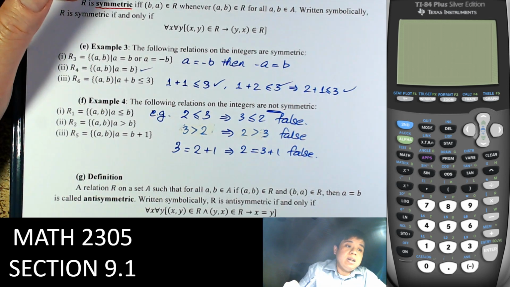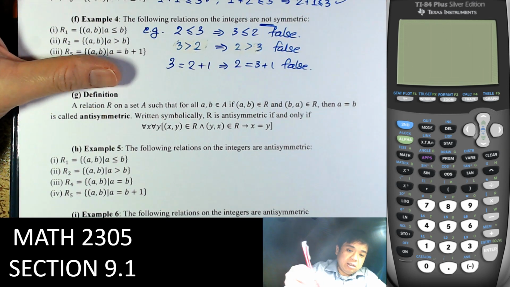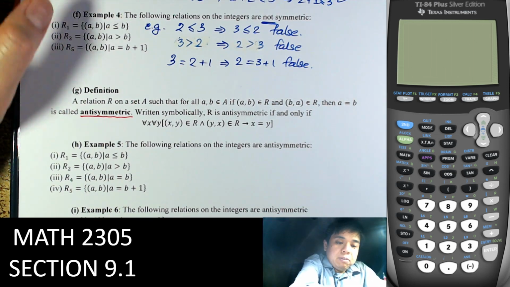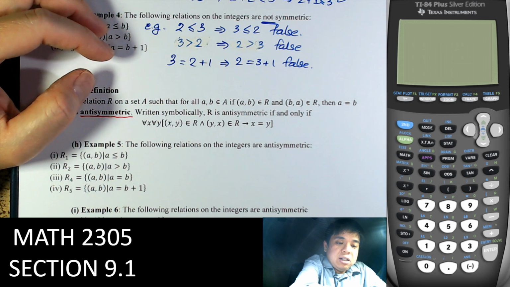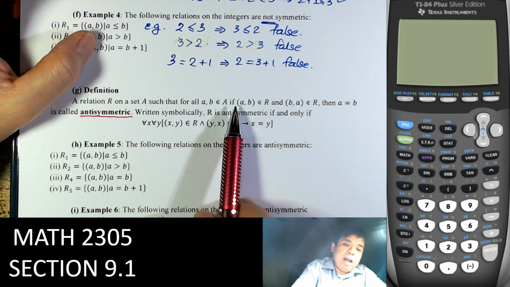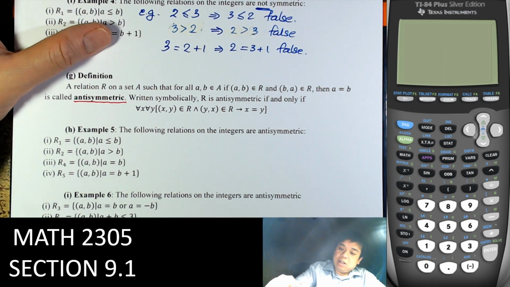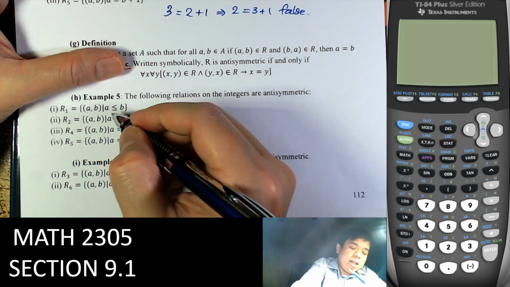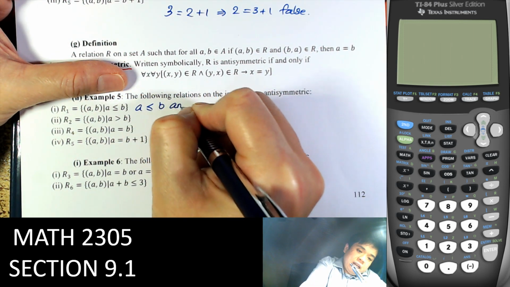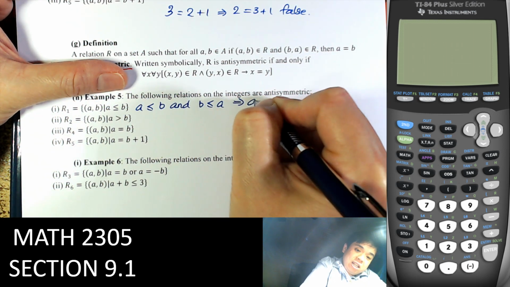Right, so that is symmetric. Now we have antisymmetric. A relation is antisymmetric if a relates to b and b relates to a, then a and b are the same. Right, now this is a little bit more difficult. If we have a less than or equal to b and b less than or equal to a, then a is equal to b. Now this makes sense.